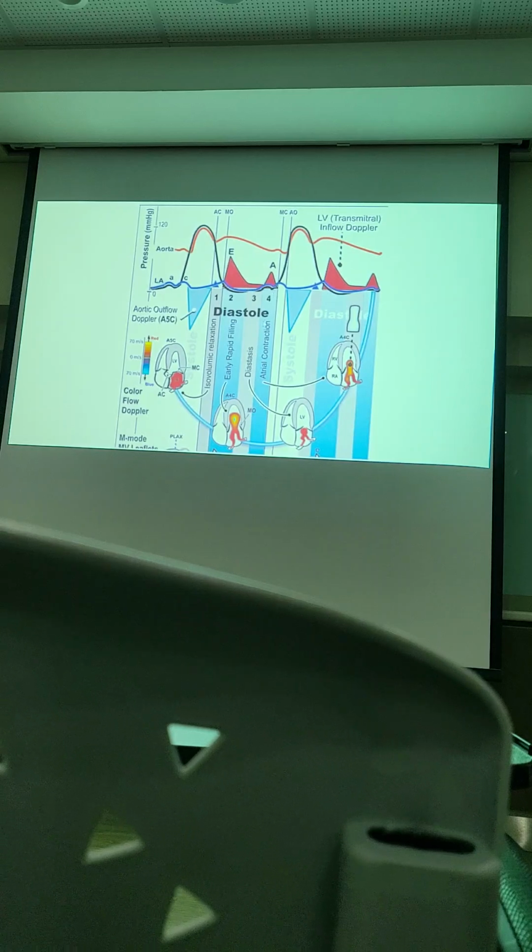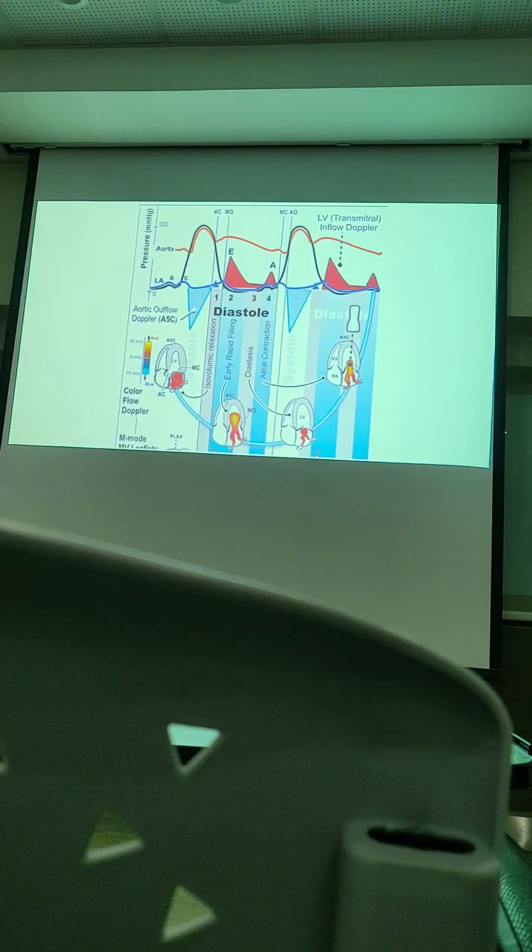Okay? So the diastasis phase ends when the atrium contracts, which then forces the blood from the LA to the LV, which is responsible for the A wave. The E wave we always see on echo resembles the early rapid filling. So any problem with that, you will find an abnormal E wave.